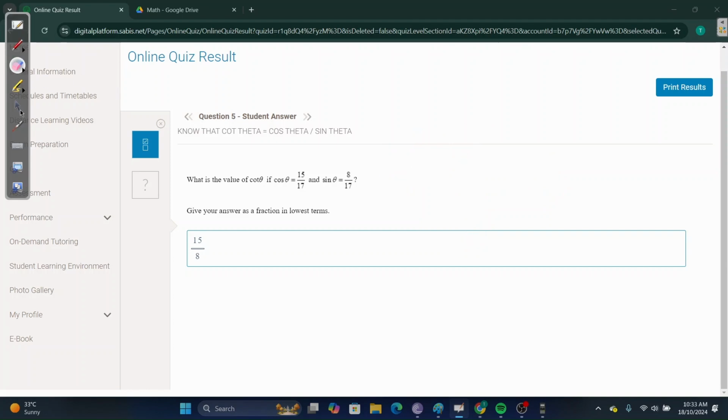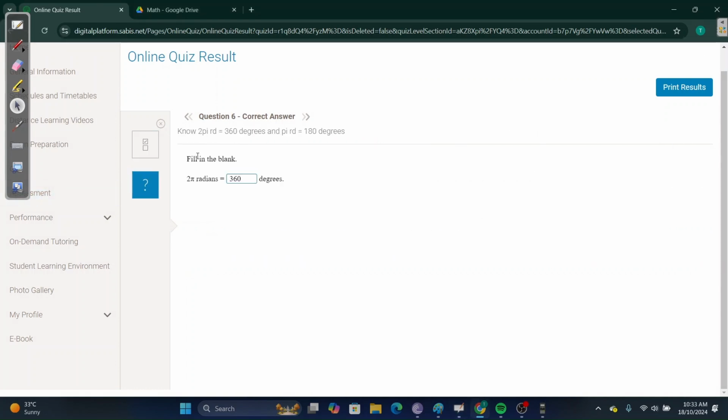Let's go, question 6. Okay. 2 pi radians equals what degrees? Now, there are multiple ways of knowing this. First of all, you can memorize that pi radians equals 180 degrees. And then you can derive, for example, the conversion factor.